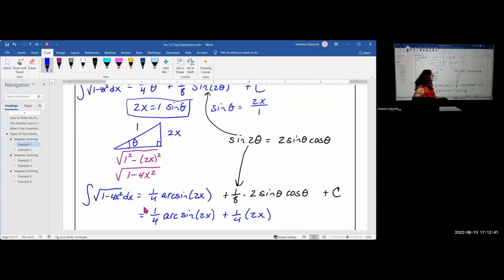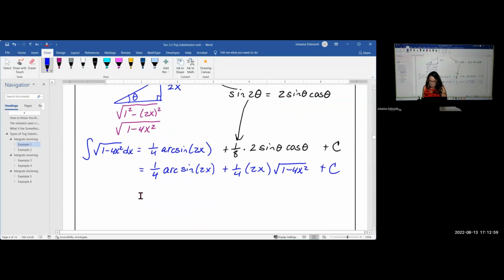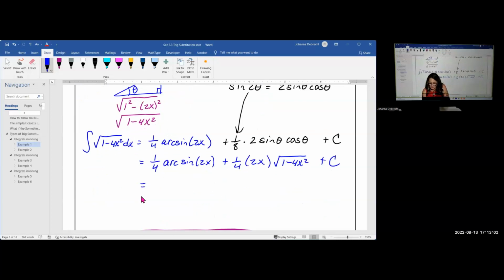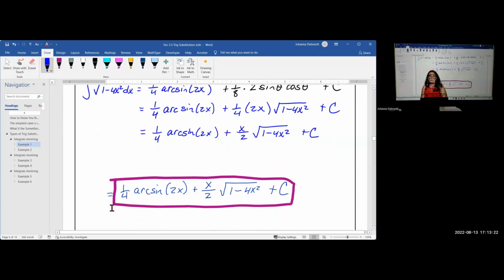And what's the cosine of theta? Well, look at the triangle. The triangle will tell you the cosine is adjacent over hypotenuse. The hypotenuse is 1. So I just get the square root of 1 minus 4x squared. And then the constant of integration. Now, the last thing I could do, of course, is to simplify the 1/4 and the 2x. So I get 1/4 the angle whose sine is 2x plus 1/2 x, or x over 2, the square root of 1 minus 4x squared plus a constant. And that is the answer to this particular problem, right?